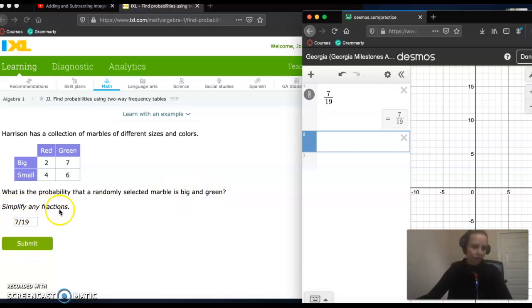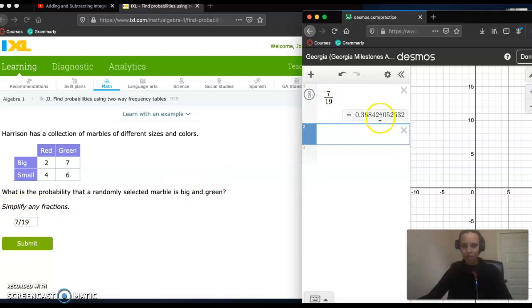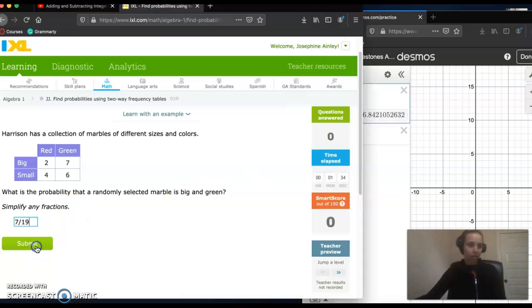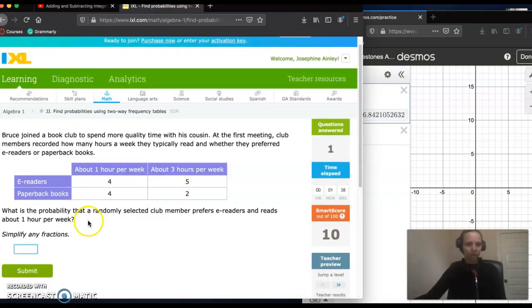Now, you see it says fractions. I could write that as a decimal. I could also write this as a percent by just multiplying it by 100, as you saw in your entry quiz. Okay, and that's pretty much all you're doing over and over again. All right, submit.